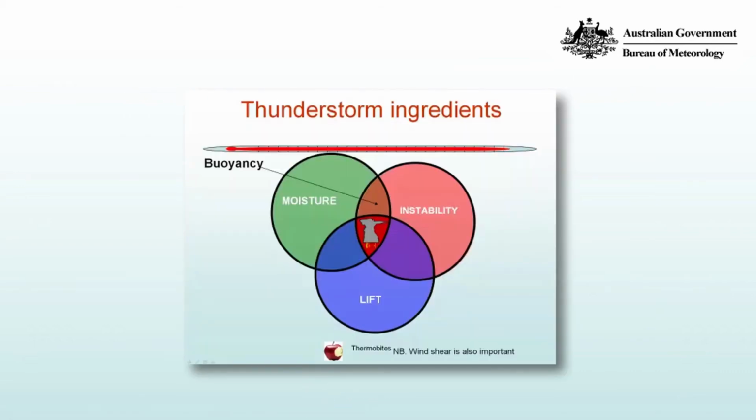In this video, we examine the role that buoyancy plays in thunderstorm forecasting. Thunderstorm requires three ingredients to come together. The first is moisture to form the cloud. The second is instability, because we're looking at forming convective cloud. And the third is a lifting mechanism to enable parcels to reach their level of free convection. And wind shear is also important, but we'll develop that in another context.